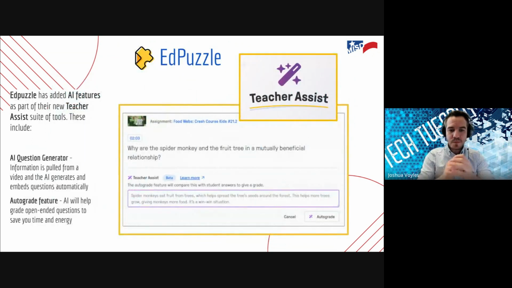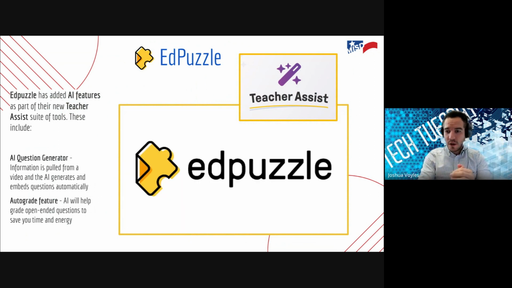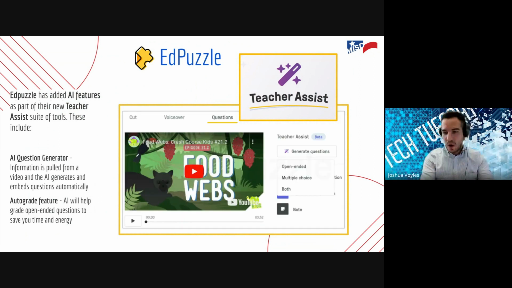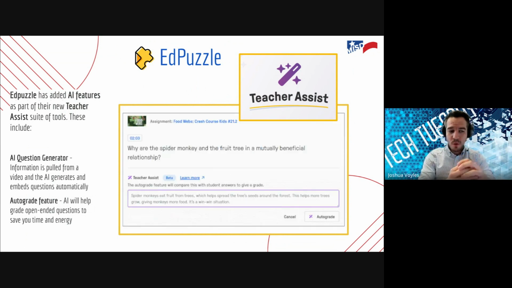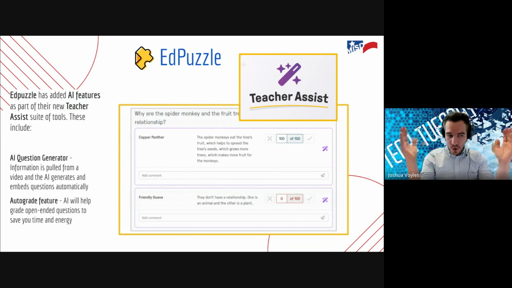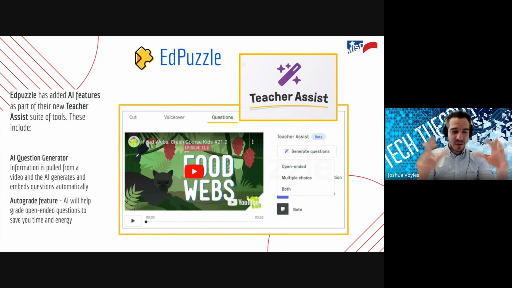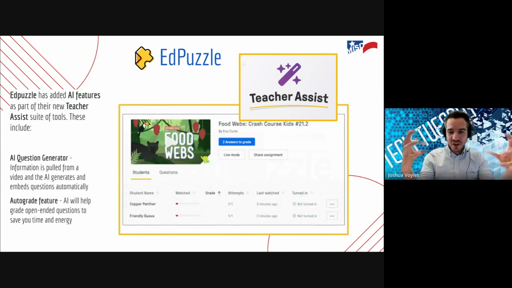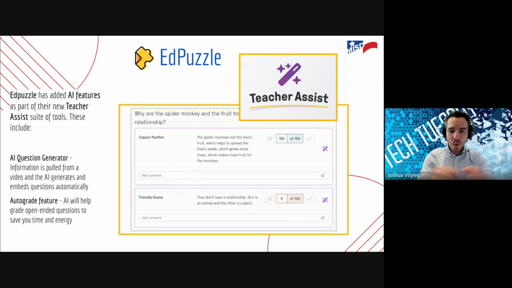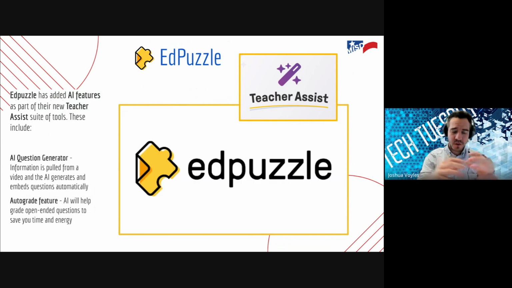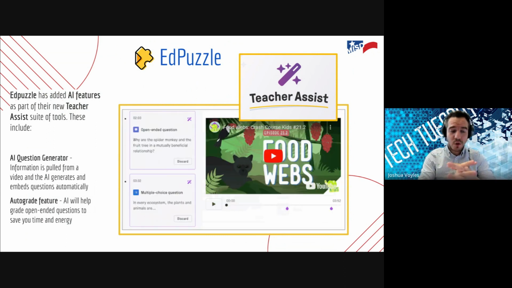Okay, and the third thing that I want to show you is something a lot of you are probably already using, Edpuzzle. Once again, go back to our YouTube archive of Tech Tuesday. We've done ones over Edpuzzle before. Today, all I'm zeroing in on is something called Teacher Assist. I thought this was really cool. There's an AI question generator, and it also has an auto grade feature. Once the students complete those quizzes, you can go back and auto grade them. But what I thought was really cool was the question generator.